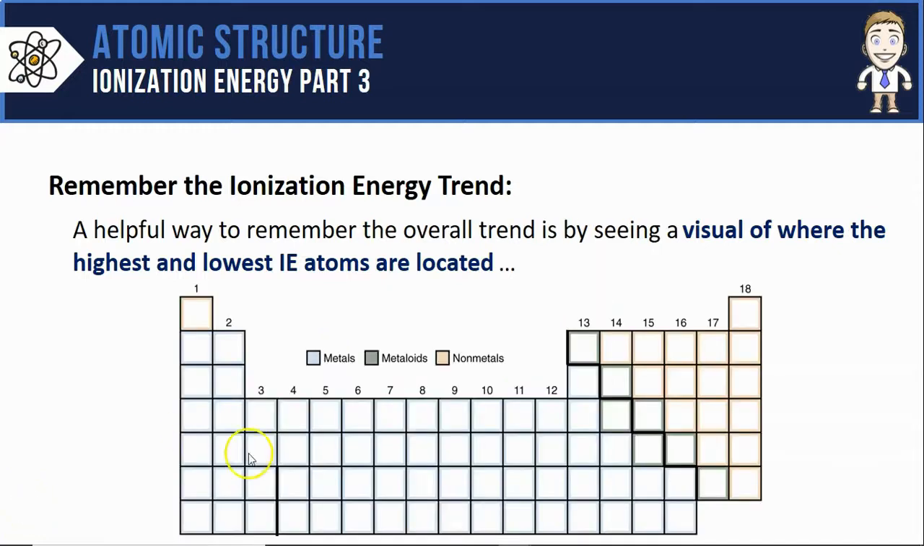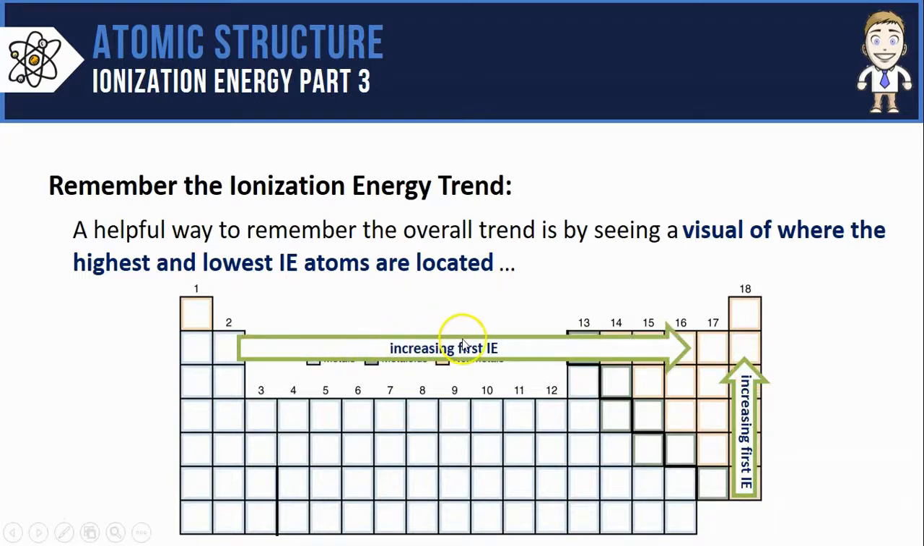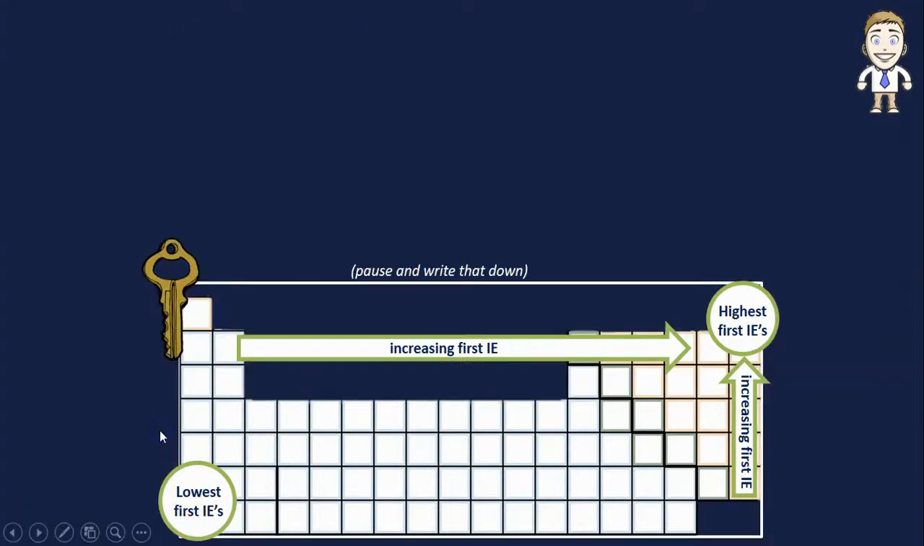Or if you're taking notes, draw a quick schematic of a blank periodic table. Have one arrow pointing up, labeled with increasing first ionization energy. Draw a second arrow pointing left to right, labeled with increasing first ionization energy, or simply label the top right-hand corner as the atoms with the highest first ionization energies, and the bottom left-hand corner as the atoms with the lowest. I recommend jotting down this version. You can pause and take a moment to do that.